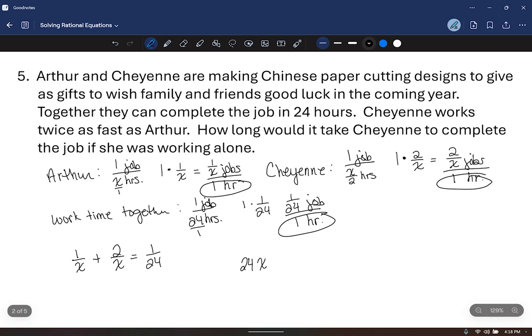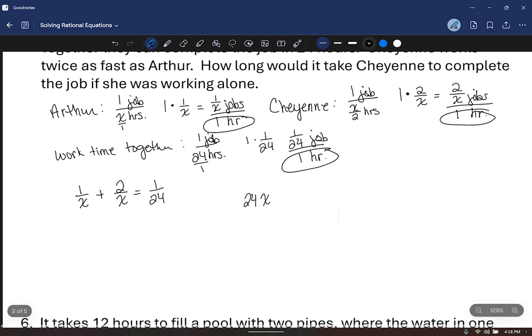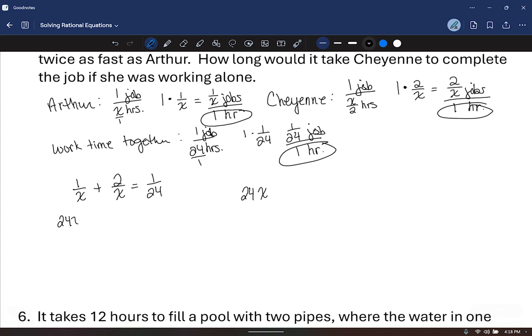If I multiply by x, that will get rid of all of the factors of x on the bottom. If I multiply by 24, that gets rid of the factor of 24 on the bottom. So I am going to take 24x and multiply it times 1 over x. I'm going to take 24x and multiply it times 2 over x. And I'm going to take 24x and multiply it times 1 over 24. So my x's will cancel, and now I have 24 times 1 is 24. My x's cancel again. 24 times 2 is 48. And my 24 cancels, leaving me with x times 1, which is x.